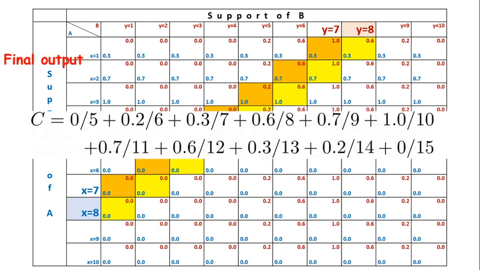So if you repeat this process for all possible combinations, then the final output looks like this. In this tutorial we will see how to calculate 8 and 9, but you need to go through all the rest of the elements also.